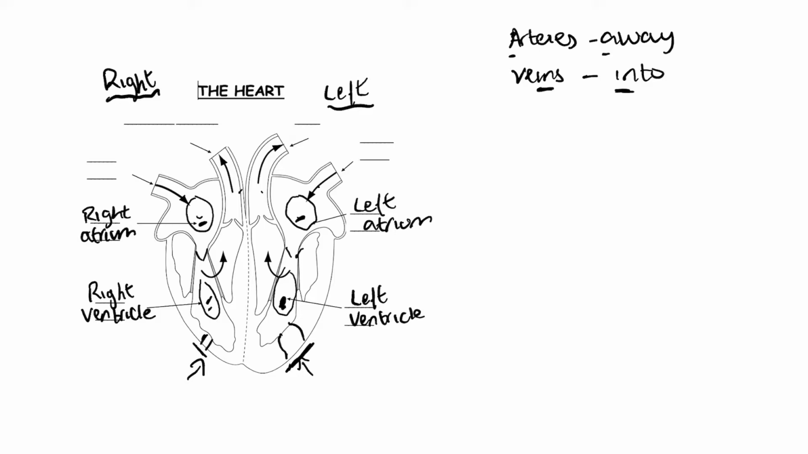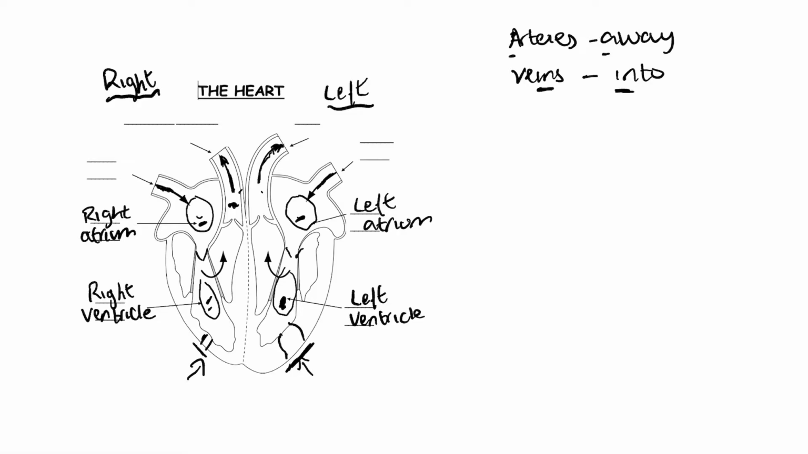Now why that's important is because it means that this blood vessel here is going away from the heart, so that must be an artery, and this blood vessel here is also going away from the heart, so that must be an artery as well. So these 2 are arteries, whereas these going in are veins, and this one going in here is also a vein. So that's one way to easily identify.